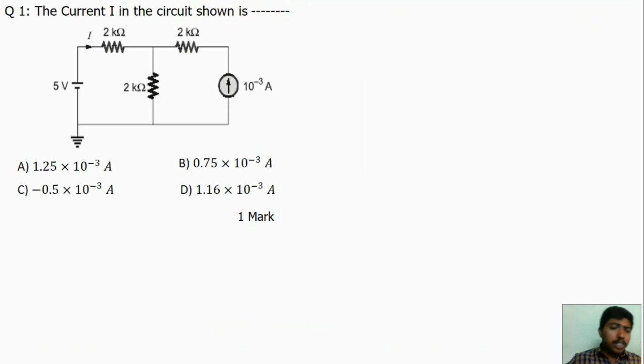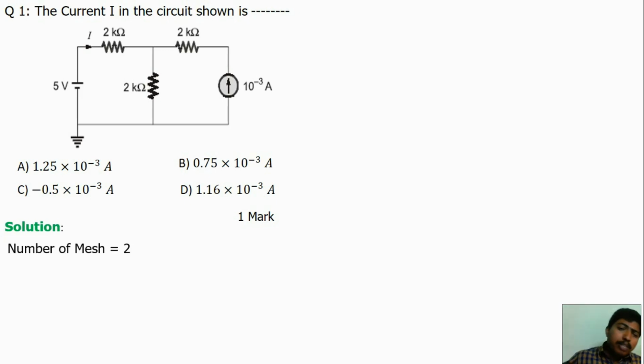The first question, the objective of the question is we have to find the current flowing through the 2 kilo ohm resistance. We may use mesh analysis and nodal analysis. Already we discussed both the mesh analysis and nodal analysis concepts. If you don't know them, just refer to that video. Here, which method is best? Mesh analysis or nodal analysis?